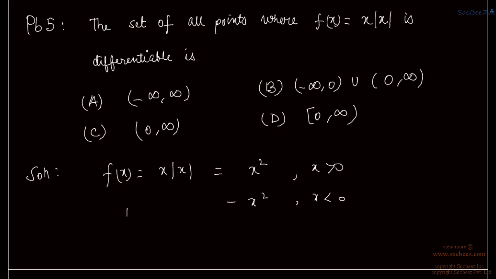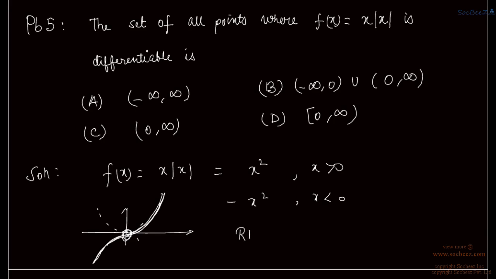So if we try to draw the graph of the function, then we see for x greater than 0, this curve is valid, and for x less than 0, this curve is valid. Okay, so the overall graph of the function is something like this, right? So let us check. So this is our point of concern. So let us check whether the function is differentiable at this point or not.